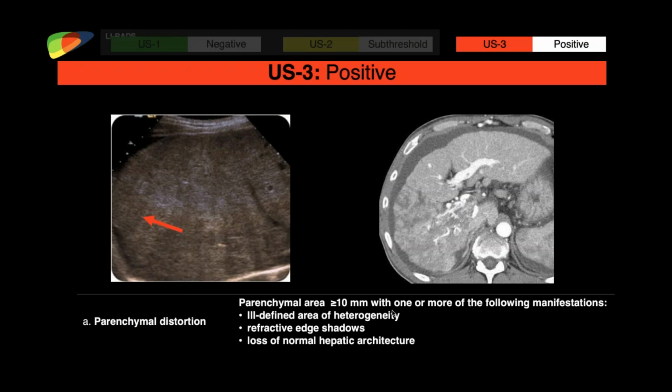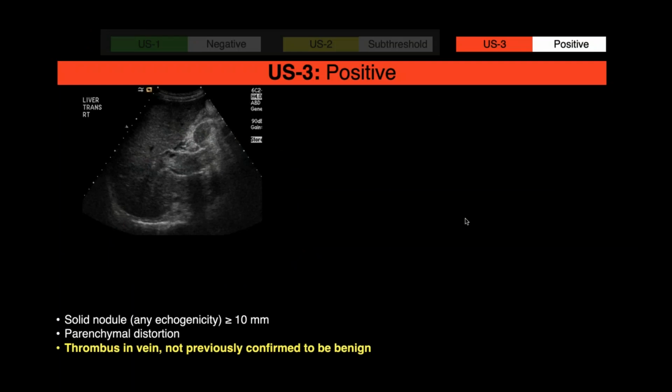So here's an example of a patient who has parenchymal distortion. You can see that there is this large area of heterogeneity, but beyond that, we see these refractive edge shadows that are emanating from this large area of heterogeneity. And, you know, in some patients who have severe cirrhosis, they can have a liver that looks kind of similar to this, but in this patient, this area looked different from the rest of the liver, and this actually corresponded to a very large infiltrative HCC. And then I want to point out that in this patient, they also happen to have a tumor in vein. So this is an example of where this parenchymal distortion can be quite helpful.